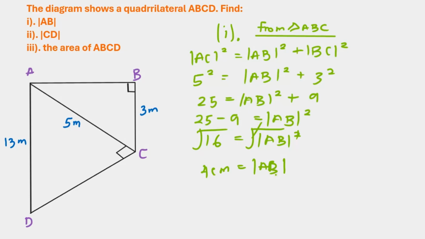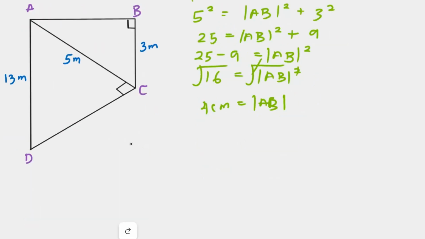Let's find CD. Okay, so let's go ahead and find the side CD. You can also work it. You can pause the video and work it. Now, CD is from triangle ACD. So let me just say from triangle ACD, you can decide to call triangle ADC.